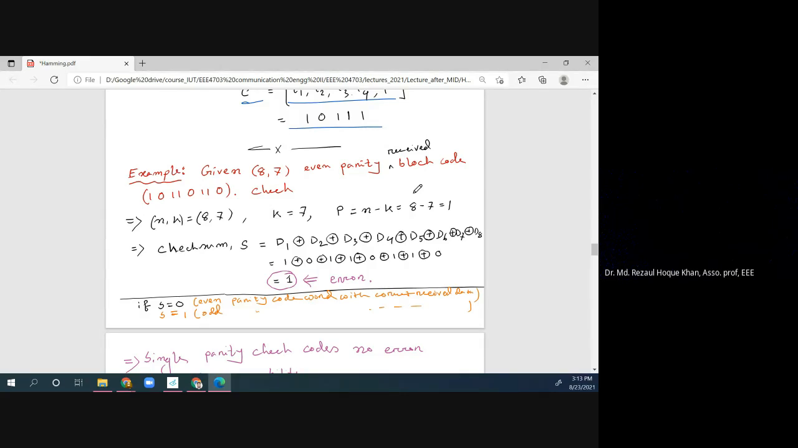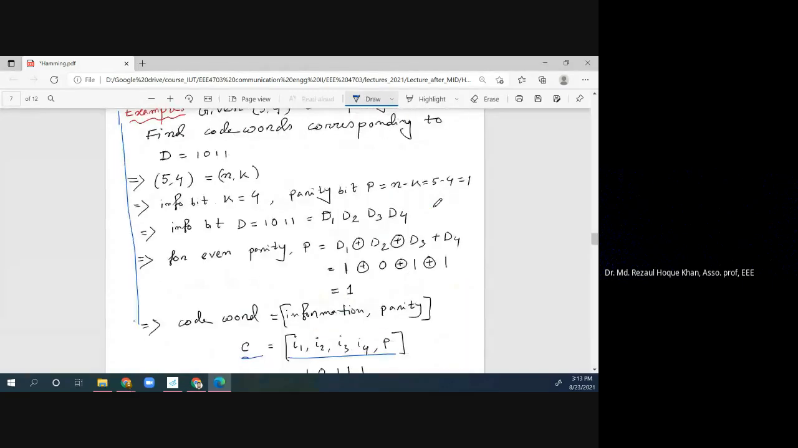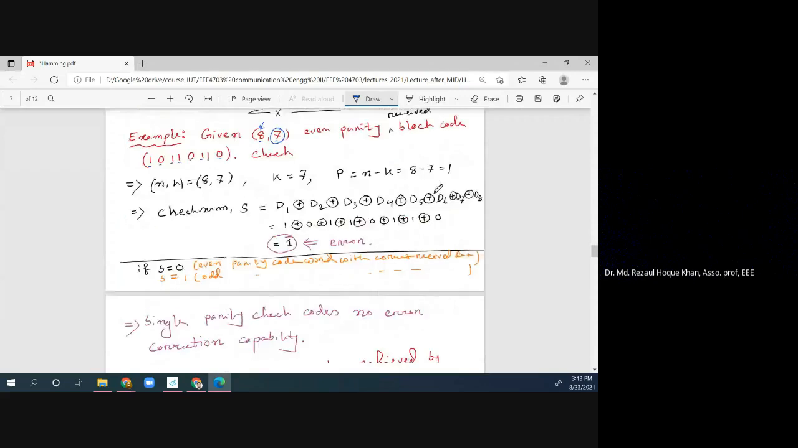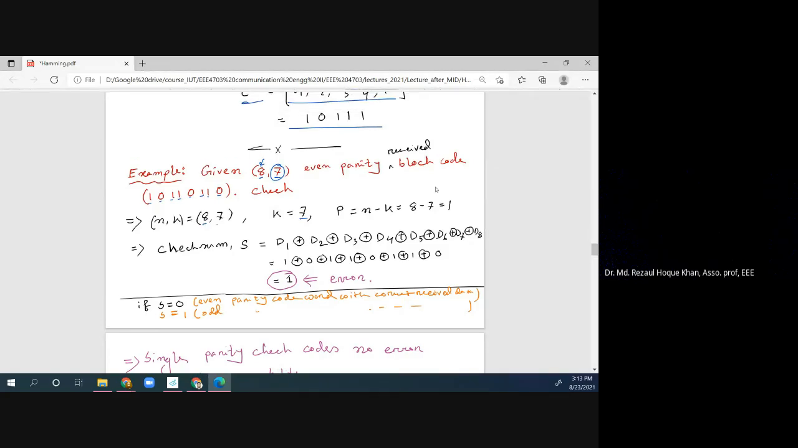There is also a small example given here. This is an 8-7 even parity code. 8-7 means 7 will be the total data and one extra parity check makes it 8 code word bits: 1 2 3 4 5 6 7 8. This is an example for odd or even parity. So we know n and k. We have k as 7, and parity is 1. This one will be even or odd.